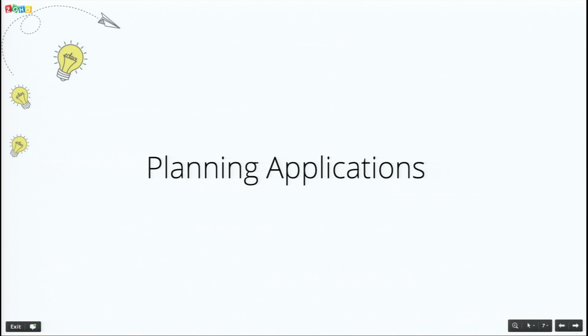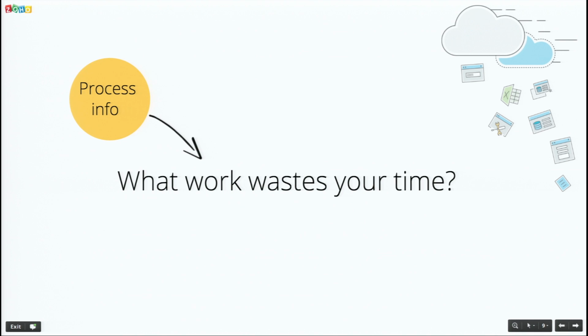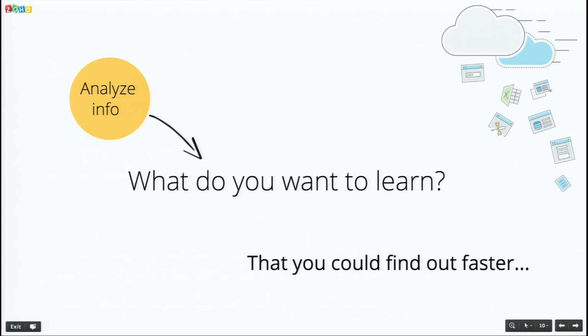So then I came on, talked about planning applications, and if you'll remember, there are 3 steps. You want to ask yourself, what information do you need that you're not already getting? What work is a waste of your time that doesn't need to be wasting your time? And what do you want to learn from all of this information that you collect that you could learn faster or that you're not learning at all? So I hope that sitting here at the end of day 2 that you've come up with a plan. And I hope that you've started to figure out how that plan works.